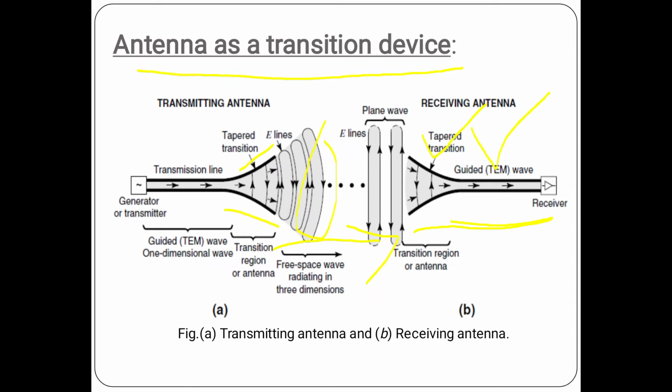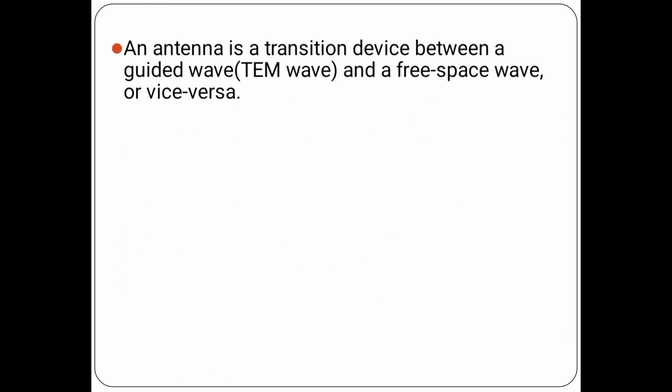This is the receiving antenna and this is the receiver. This acts as a transmission line for the receiver, and the receiver has the same characteristics as the transmitting antenna. Here observe, the receiver also has a waveguide and a tapered section, and this tapered section is used to receive the transmitted waves. This is about antenna transmission. An antenna is a transition device between a guided wave and a free space wave or vice versa.